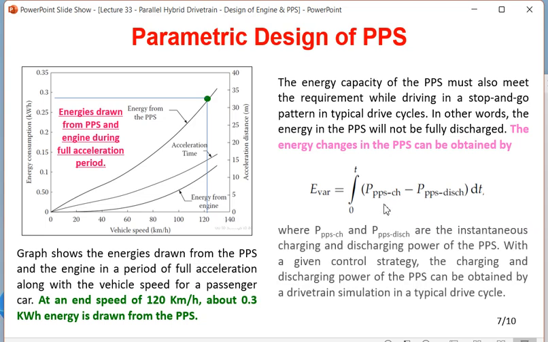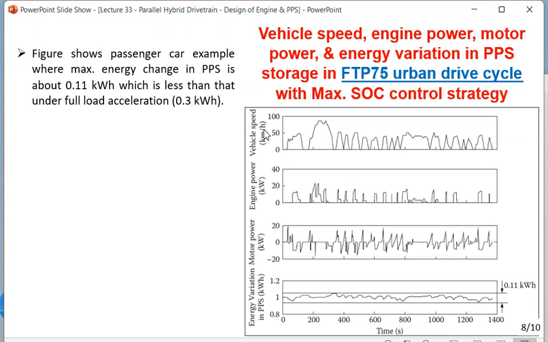Here PPS CH is the charging, and PPS discharging are the instantaneous charging and discharging power from the PPS. With a given control strategy, the charging and discharging power of the PPS can be obtained by a drivetrain simulation in a typical drive cycle. So in the next two slides, we are going to see two different drive cycles where the calculation of engine power, PPS power, and motor power are all shown. All the basic formulas were already given in the previous 6-7 slides. The last thing is how to calculate the variation in the PPS energy, which is given by this formula.